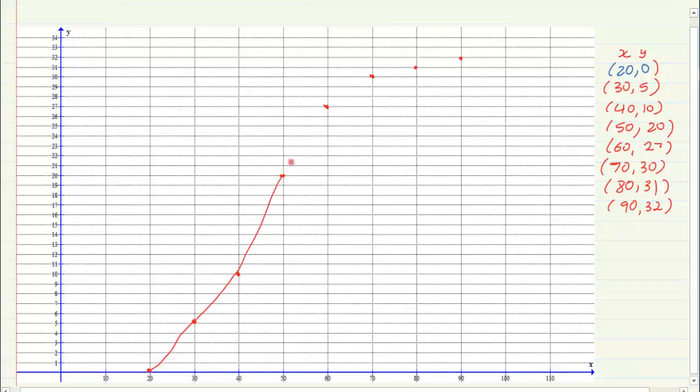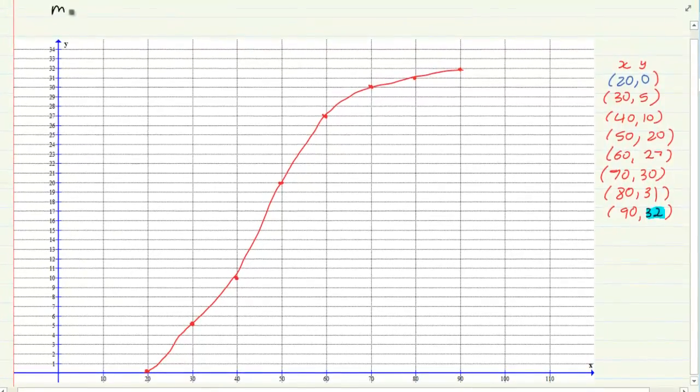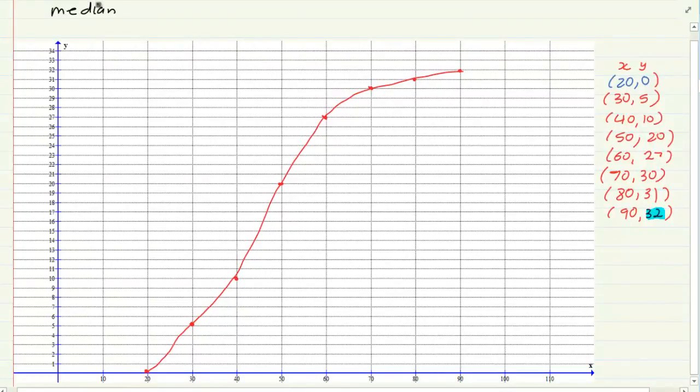You use your free hand, you don't use a ruler, and you go with the curve. Now when you have an ogive graph, we know that in total we have 32 learners. So from this graph, they start asking you questions like calculate the median. Now the median is the middle.